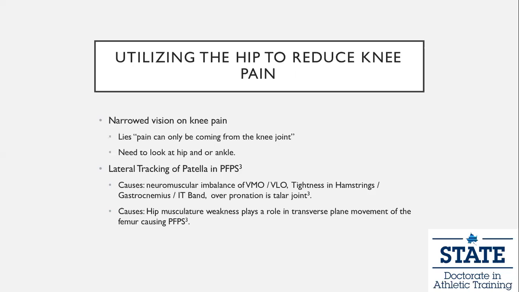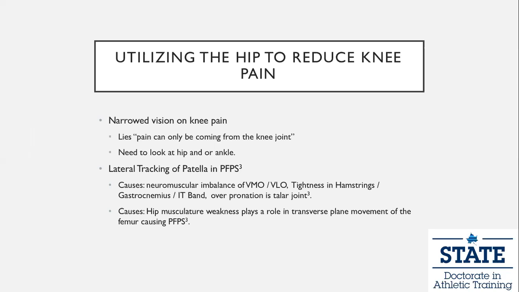So like it says here, I get narrowed vision on knee pain. Like the lies I tell myself, that the pain can only be coming from the knee joint. Well, that's false. I need to look at the hip and/or the ankle because there could be something there that may be causing issues at the knee. It's all part of a kinetic chain.